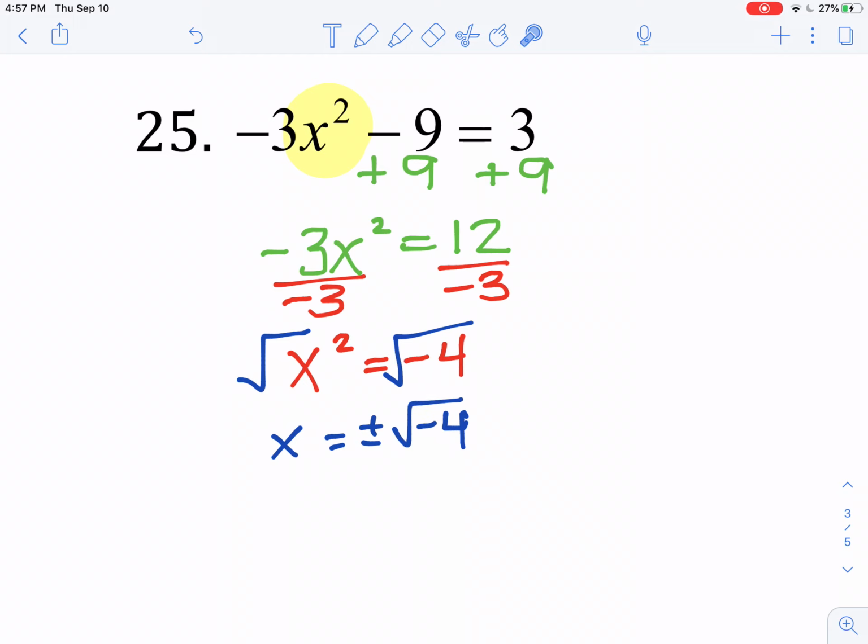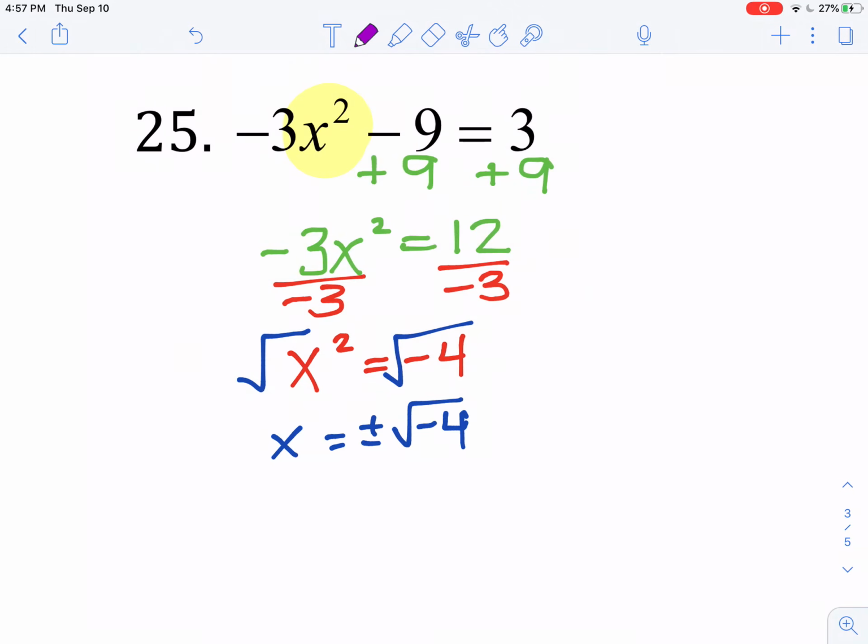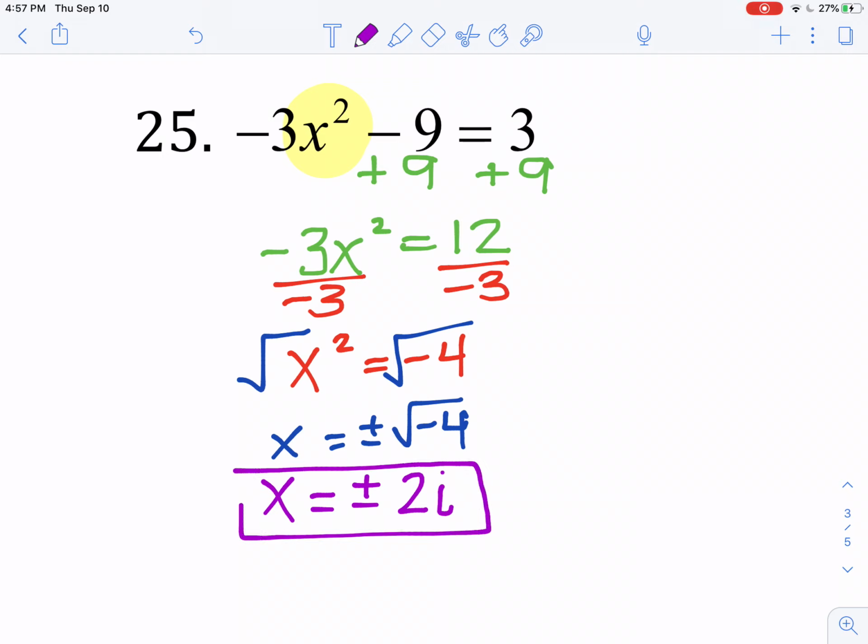So that, if you remember, the square root of a negative we weren't able to do before. But now we can do it because we learned about imaginary numbers. So when you take the square root of negative 4, you should get 2i. So the square root of 4 is 2. The square root of a negative is i. So our final answer, still with the plus or minus, is x equals plus or minus 2i.